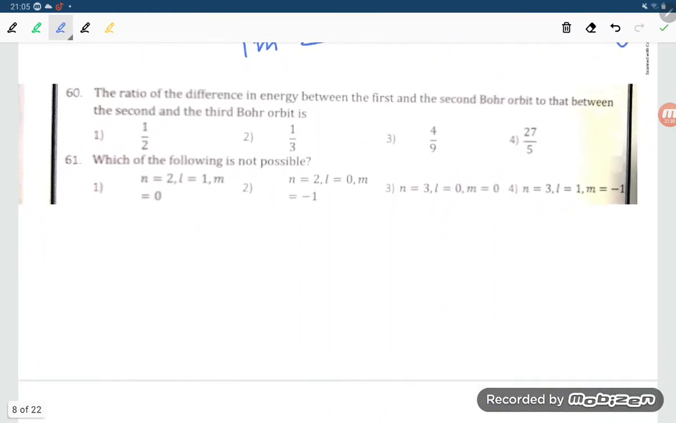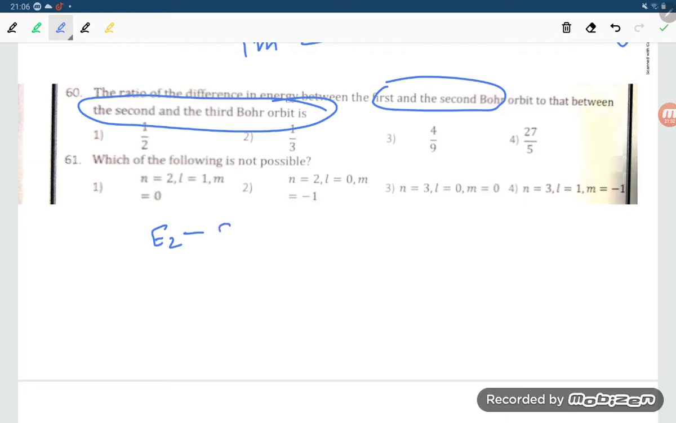Next, question number 60, students. See what the question is. They are saying the ratio of the difference in energy between the first and the second Bohr orbit to that of the second and third Bohr orbit. This is also quite a good question. So E2 minus E1 divided by, for the second and third, E3 minus E2.